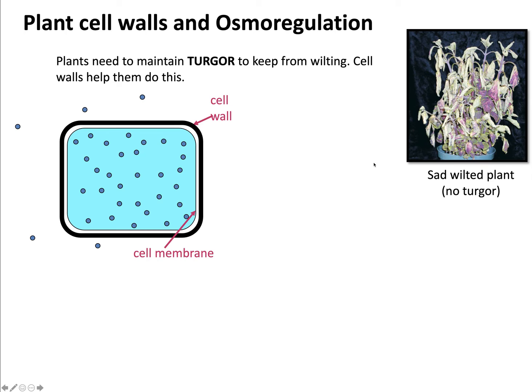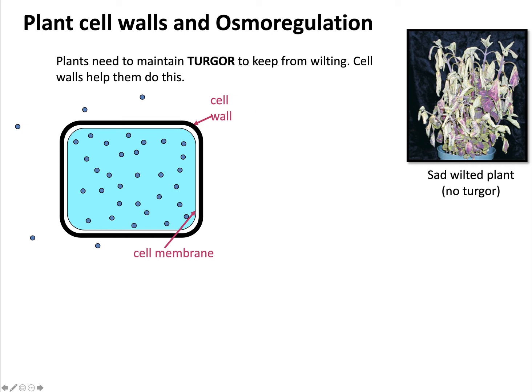So plant cells have cell walls, and those cell walls are important for maintaining turgor pressure and osmoregulation. Remember, a cell wall is distinct from a cell membrane. So here we've got a rigid cell wall. These cell walls are composed of cellulose in plants, and they surround a cell membrane, that lipid bilayer that surrounds a cell. And these cell walls and cell membranes combine to help maintain turgor pressure that keeps a plant from wilting.